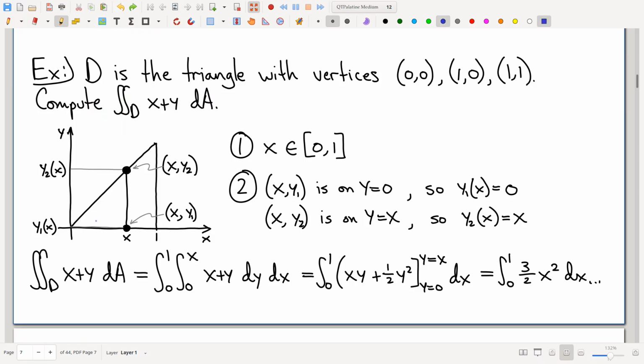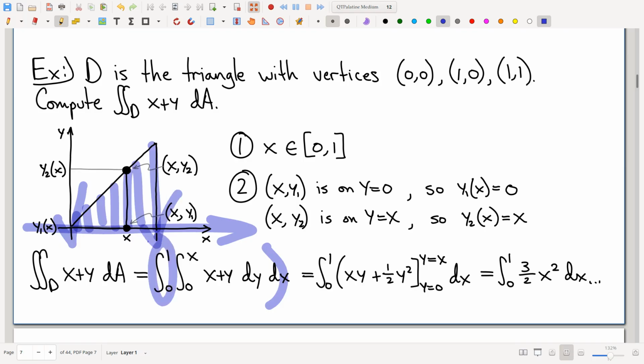Okay. Right. So the first part is pretty easy. As we go in the x direction, my slices look like this, and you can see x is going to start at 0 and end at 1. That's basically staring at us right in the picture. So I think that's a pretty straightforward pitch.